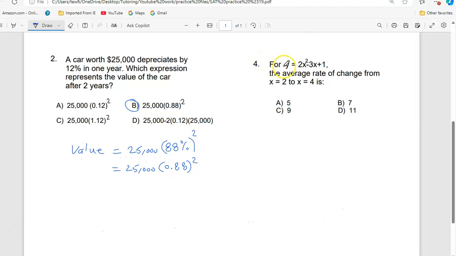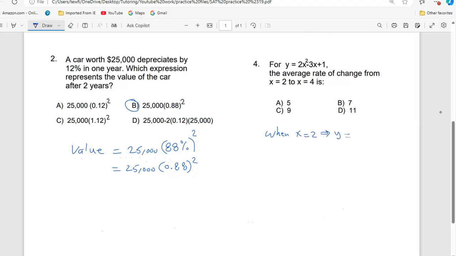So for this one, for y equal to x squared minus 3x plus 1, the average rate of change from x equal to 2 to x equal to 4. So we're looking for the average rate of change. What is the average rate of change? That's the slope. So when x equals 2, how much is y?